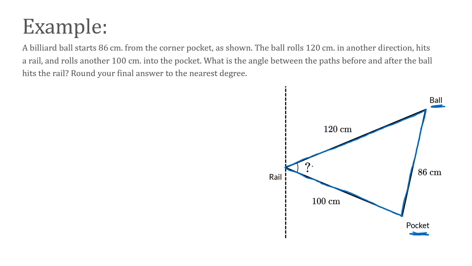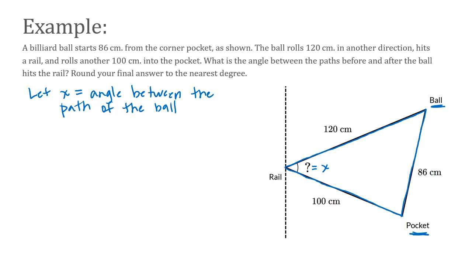All right, so this question mark I'm going to call x, and I'm going to define x to be equal to the angle between the paths of the ball. And that is in degrees, not in radians, it's in degrees. So that is my unit in this case.